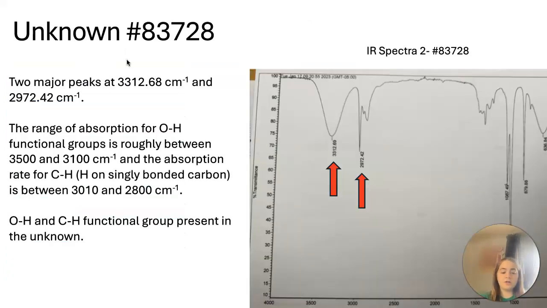The IR spectra then shows 2 major peaks at 3312 and 2972. Oxygen to hydrogen functional groups absorb roughly between 3500 and 3100, and the absorption range for carbon and hydrogen singly bonded is between 3010 and 2800. This then shows how there are only OH and CH functional groups present in this unknown molecule.